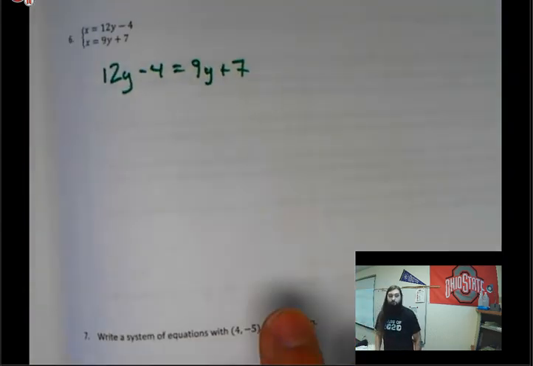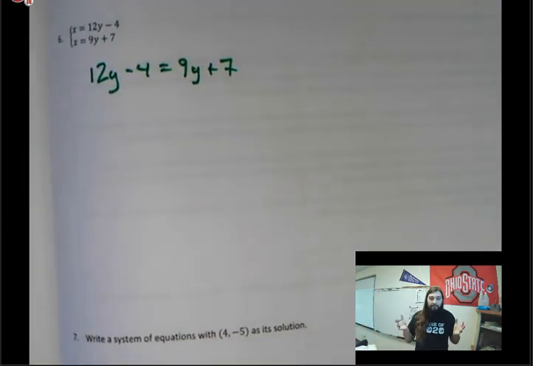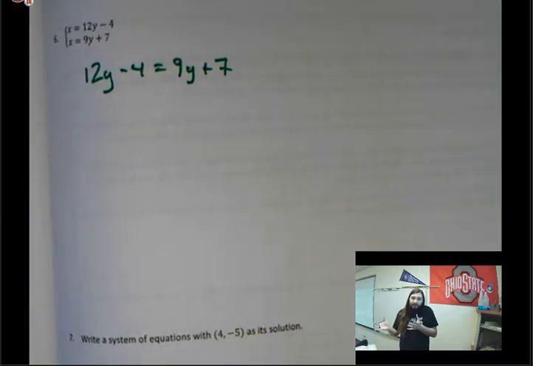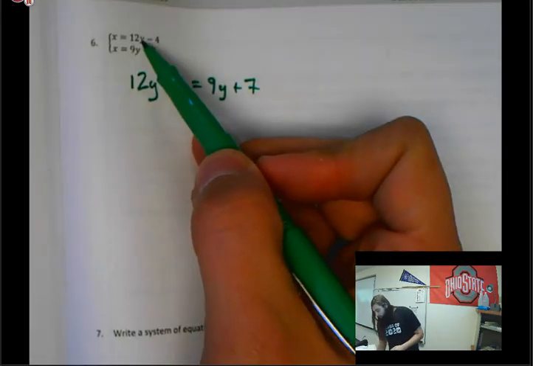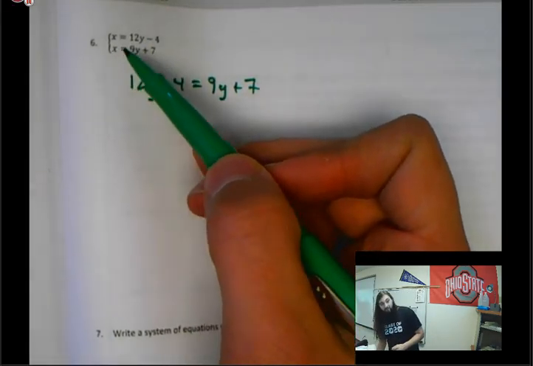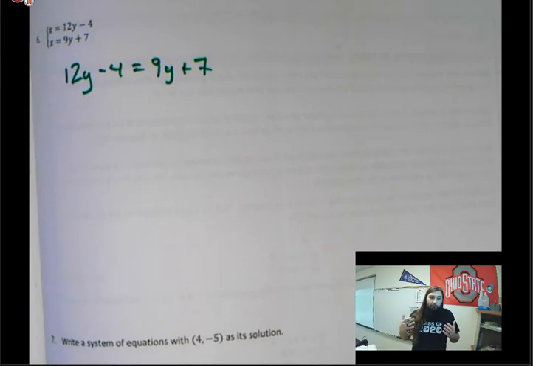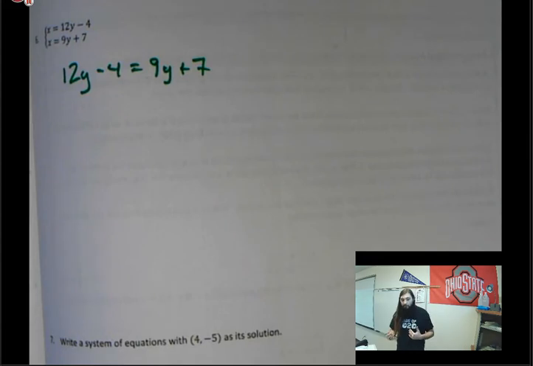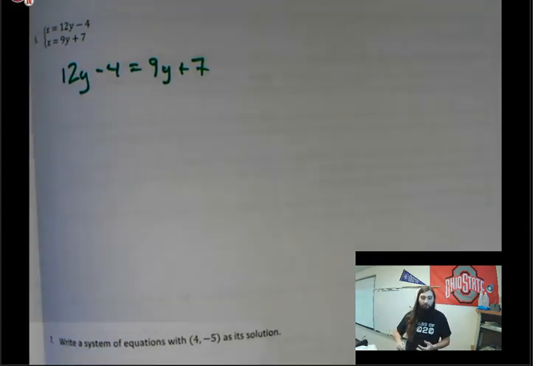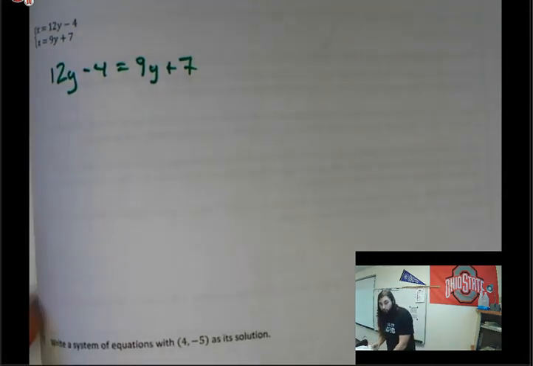Now, technically, we didn't use substitution, but we kind of did, because if we were to take this value for x up here, 12y minus 4, and plug it into this equation, we would end up getting 12y minus 4 equals 9y plus 7, which is what we do have. We're just taking a step forward in logic and saying, well, this equals this equals this, so these two have to equal the same.